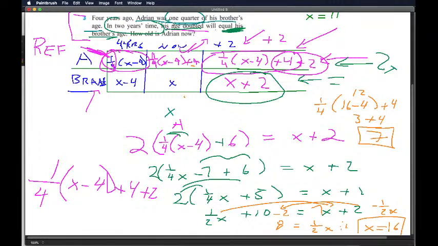Look, Luna, they want to know how old Adrian is, and my age for Adrian now is 1/4 times x minus 4 plus 4. So that's the equation I used.